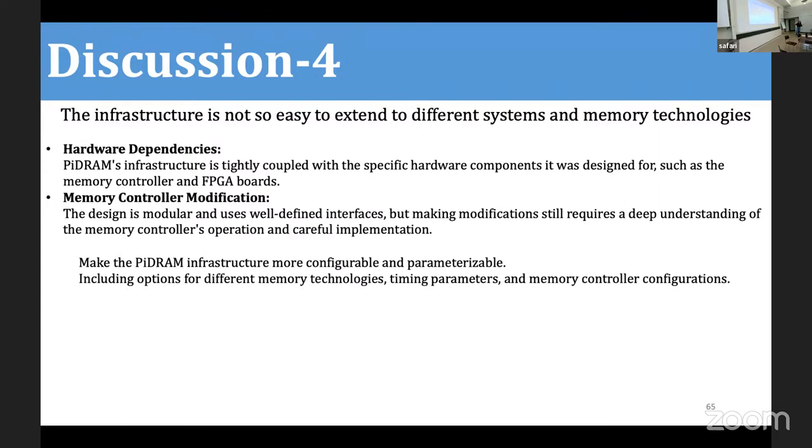So what I thought was making the DRAM infrastructure more configurable, and parameters are good. So including options for different memory technologies, tagging parameters, and stuff like that. But this is not a solution. The infrastructure will still be difficult to extend, but I didn't actually come up with a solution, so maybe you have something. Rebuilding everything from zero can be a solution as well.